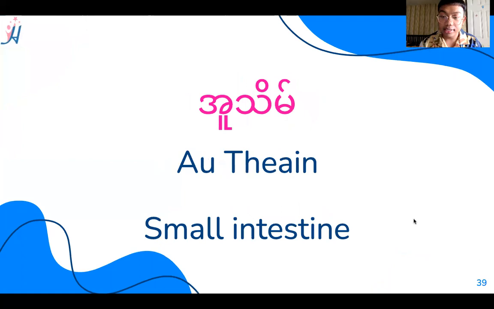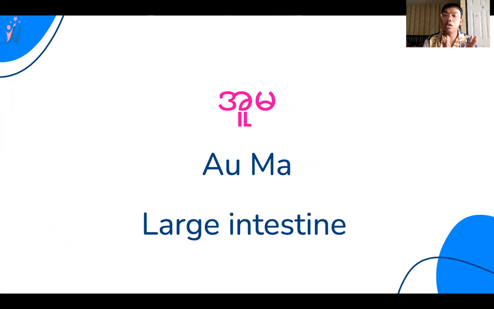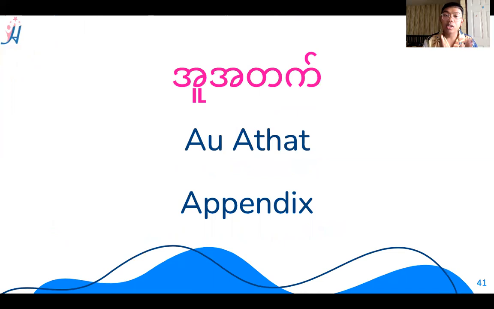Okay, next one, small intestine. U ting. So u basically means intestine, like small intestine or large intestine, but it will be differentiated by the end word. So u ting for small intestine. And for large intestine, u ma. And then appendix, u-a-dep. Okay, u-a-dep for appendix.